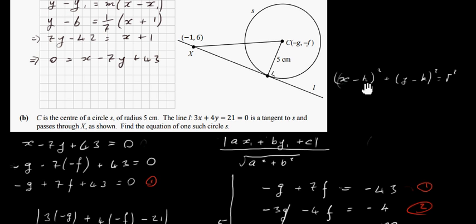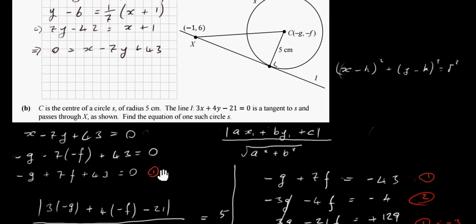However, we don't know the center. So all we've got to do is find what g and f are. If we know what g and f are, we can stick them in here, and that will give us the equation of our circle. So, how are we going to do that? Again, I'm going to use simultaneous equations. I'm going to take the equation of this line here, write it out. I know it goes through the center, -g, -f. So instead of x, I put in -g. Instead of y, I put in -f. And I've simplified it to give me this equation here. So this is equation number 1.